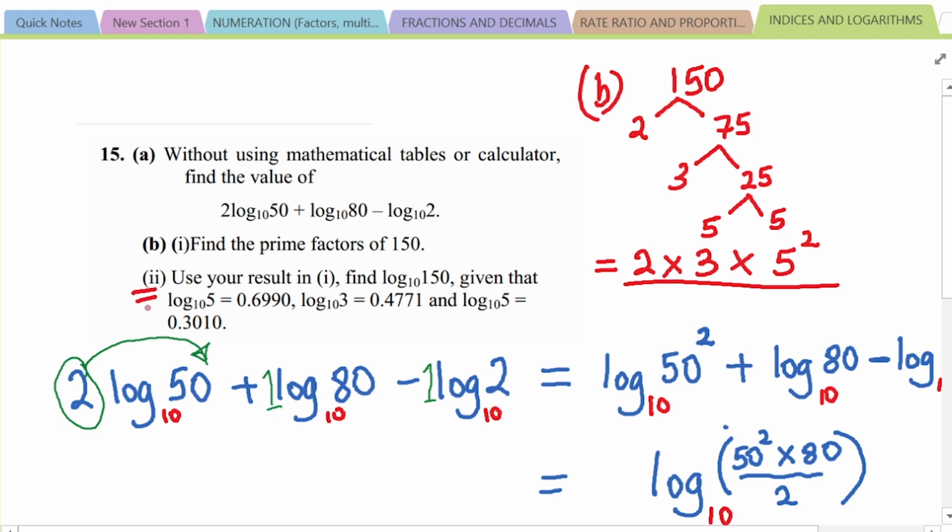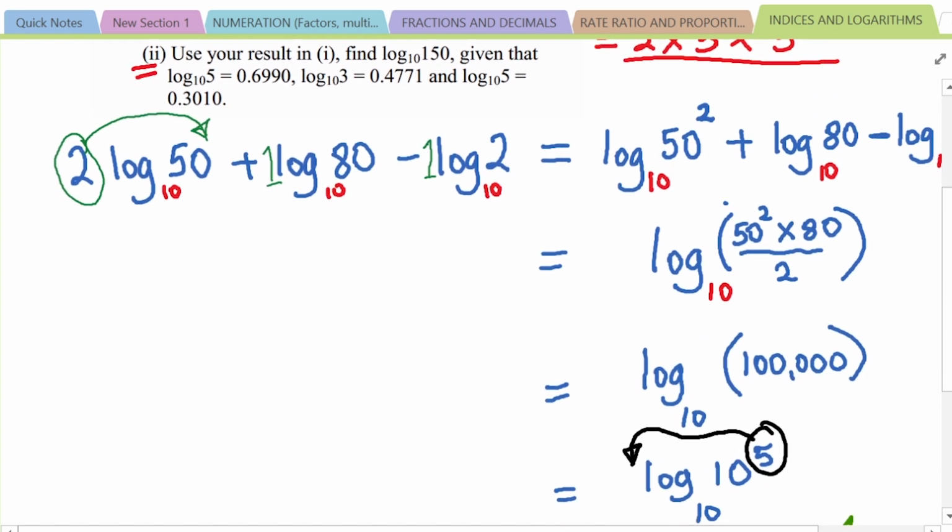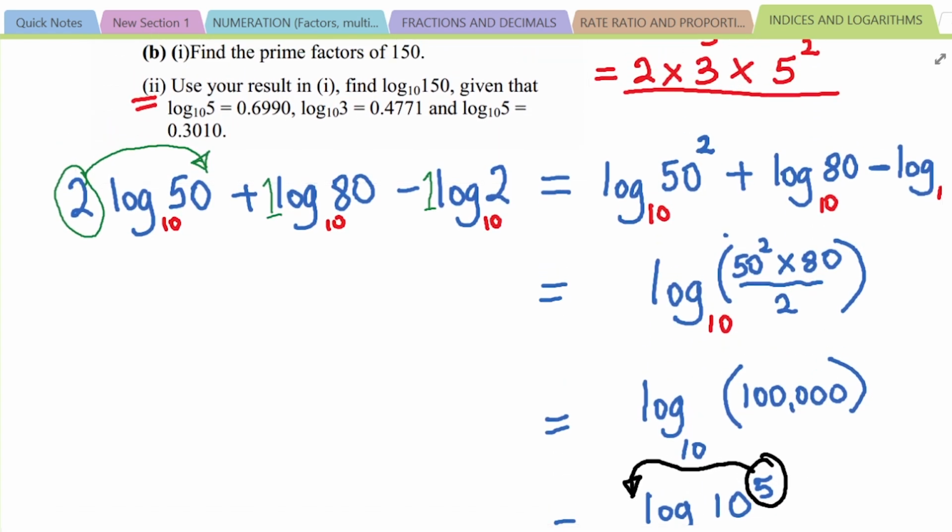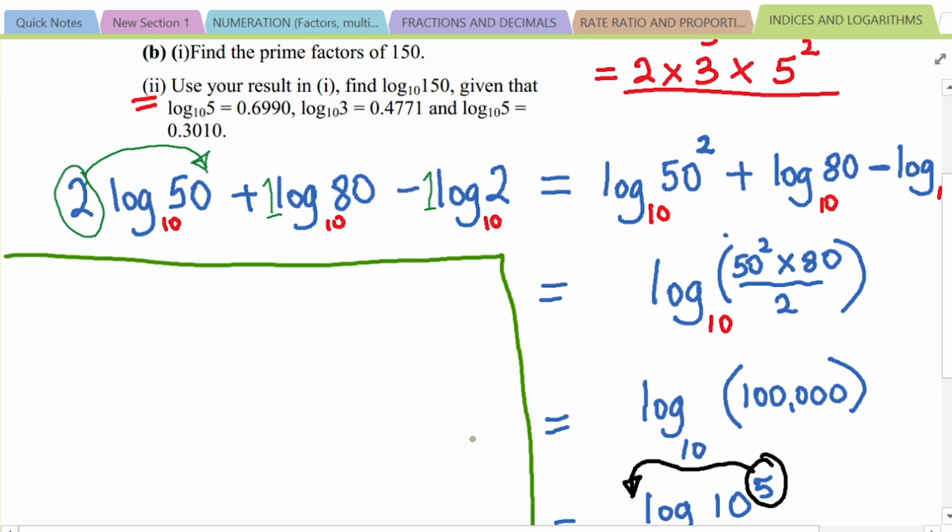Then part B Roman 2, they're asking us, use your result in 1 and 2 to find the log to base 10 of 150. So again, simplifying that number, let me just do it here, part C. I'm doing part C here. Because of space, I'll keep squeezing my work. So using your result in 1, they want us to find the log of 150 base 10.